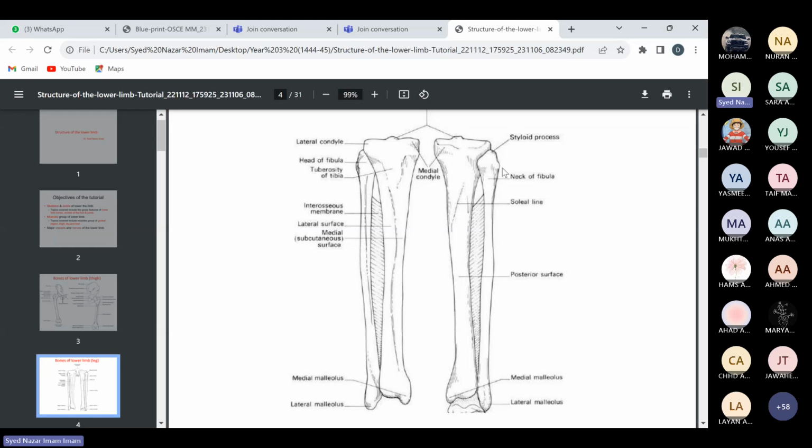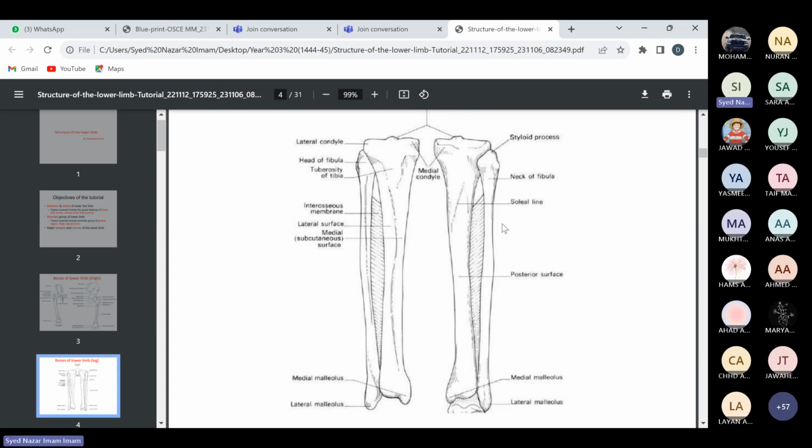The head here, and the top of the head is called the styloid process, and this gives attachment to the posterior compartment muscle that is called biceps femoris. So they'll ask you what muscle is attached to the head of the fibula. You have to say this is biceps femoris. And then just below the head, we have the neck. One very important nerve is related to the neck, and that is the common peroneal or the common fibular nerve. So if this side is damaged, your common fibular will be damaged. The common fibular divides into the deep peroneal and the superficial peroneal. The deep peroneal supplies the anterior compartment, and the superficial peroneal supplies the lateral compartment of the leg.